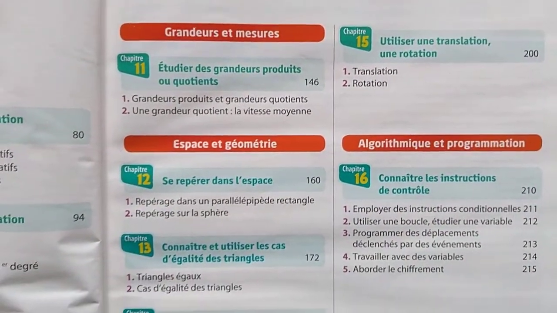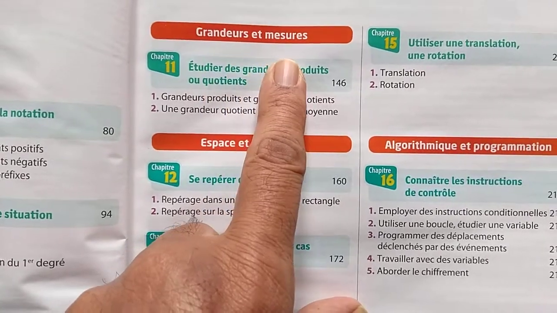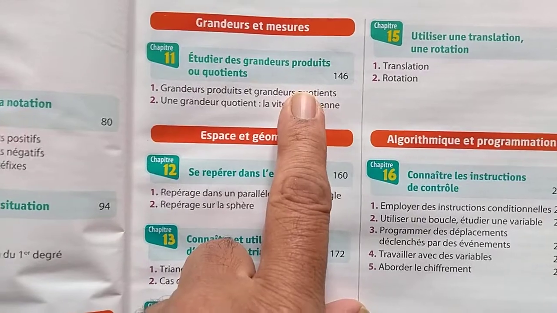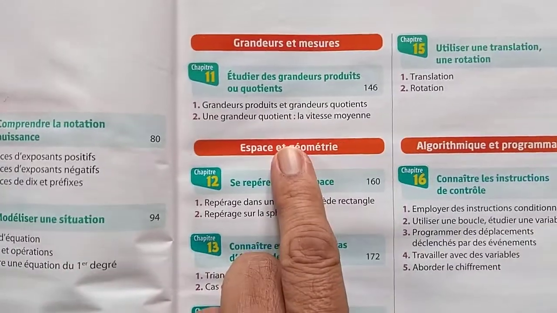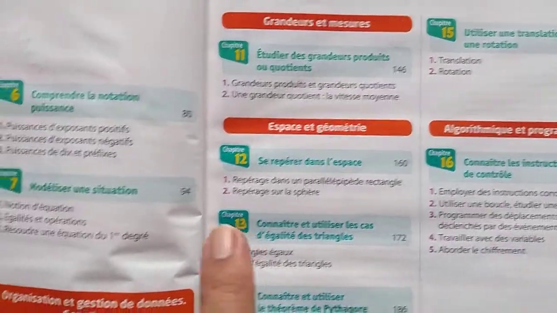Now, I need one of you to confirm that you have finished this chapter also, grandeur et mesure, in this section, étudier des grandeurs, produits ou quotients. So, if you have done it, then I will not go through it. If you have not done it, then I will add it to the 7 chapters that we will do.